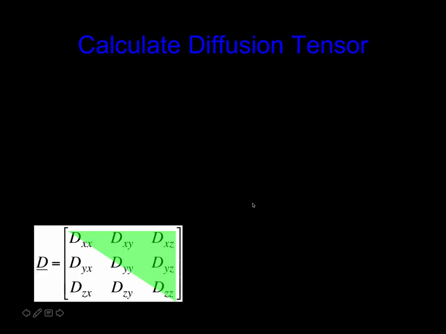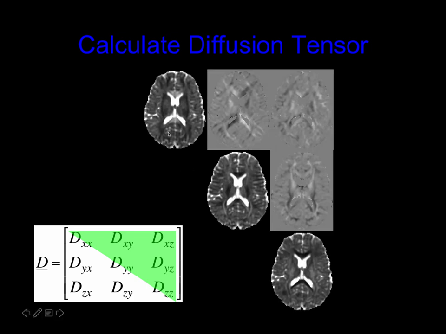So once we've acquired the data, then we can fill in the diffusion tensor on a voxel by voxel basis, just as before. The values along the diagonal are the diffusion coefficient in the x direction, in the y direction, and in the z direction. The off-diagonal elements are not the diffusion coefficient in x and y, it's actually the correlation between the diffusion in x and y. So we've got these correlations between x and y, x and z, and y and z.